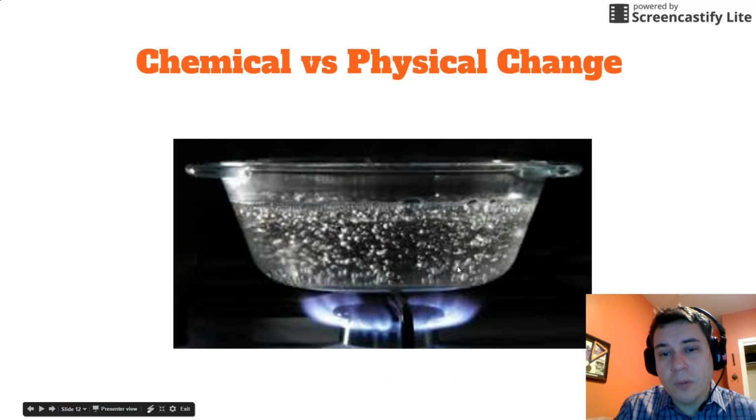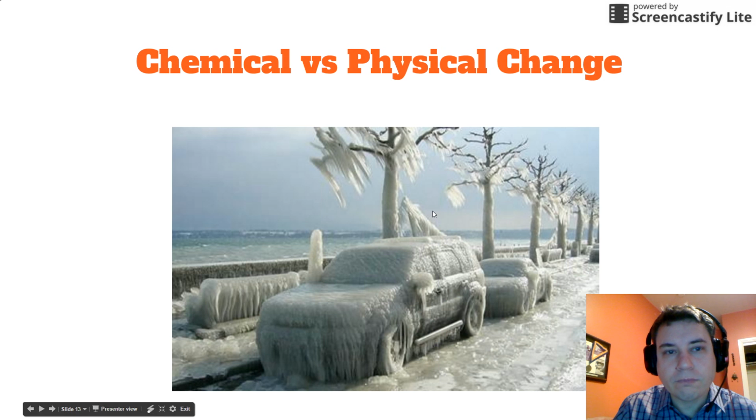This is boiling water. Is that a physical or chemical change? That is a physical change. Your water is bubbling, but it's going into the air. You could have something cold up here and it would hit that and then turn right back into liquid water. This is an ice storm. That ice forming there, is that a physical or a chemical change? That is, of course, a physical change. Once it warms up, that ice will melt, and you'll no longer have that ice there, but you can get it back.